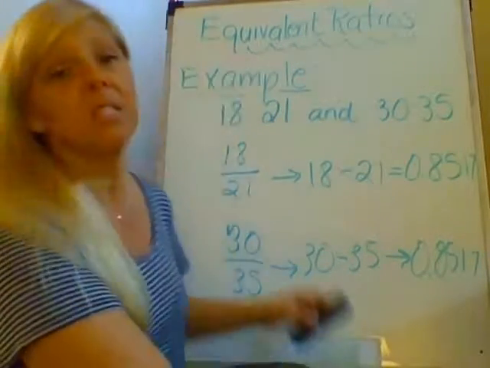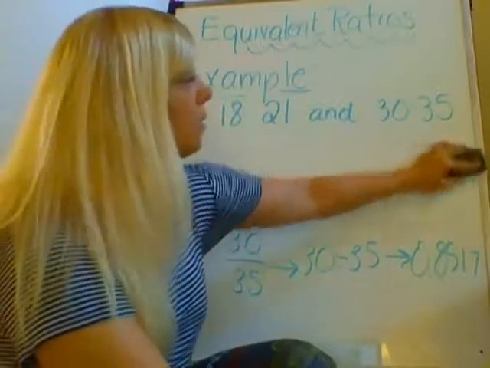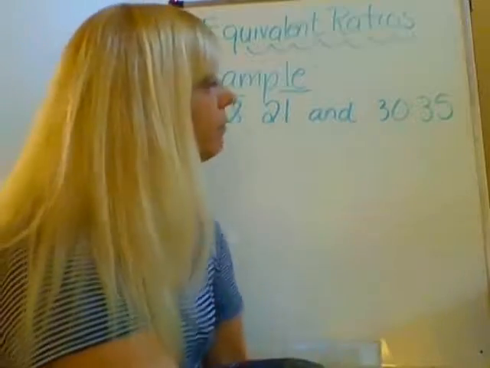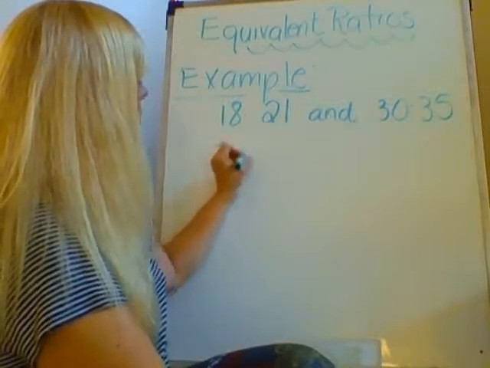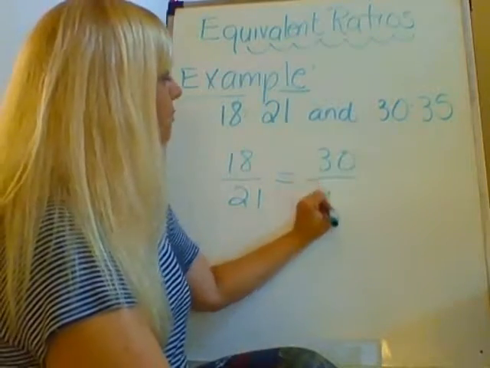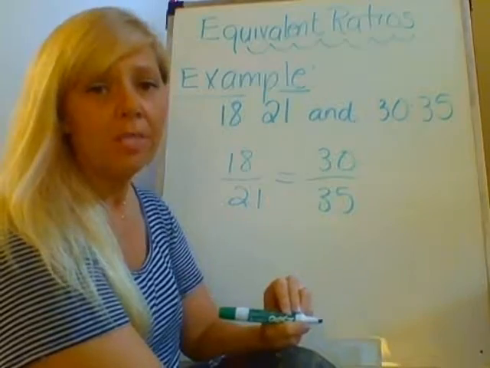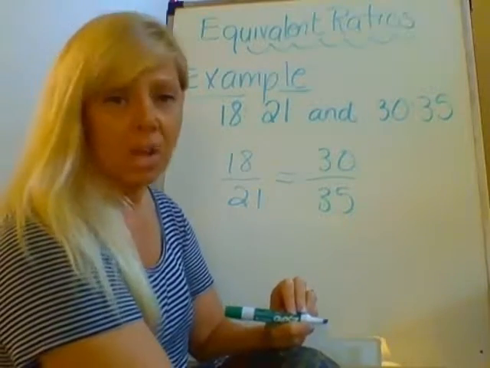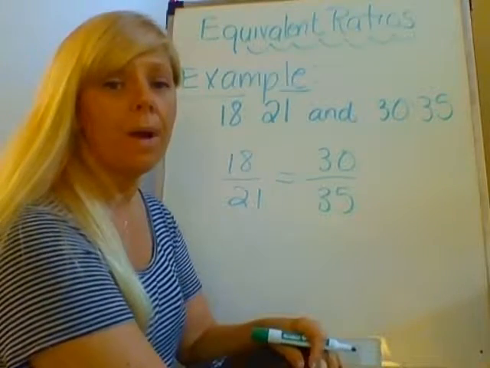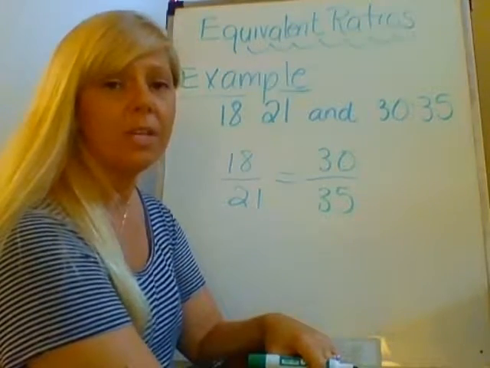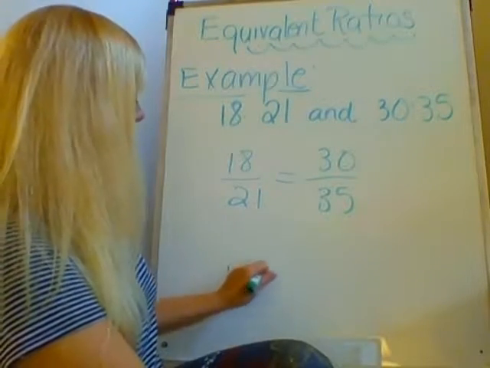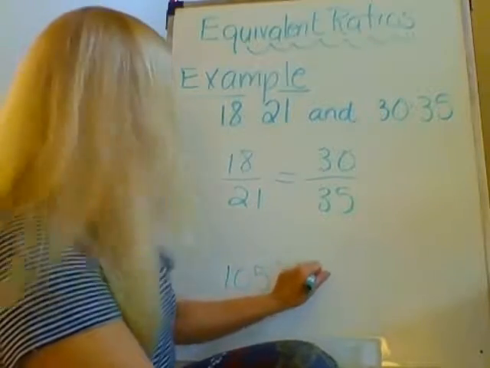The last way is to make a common denominator, like when we added and subtracted fractions in 4th and 5th grade. So if I have 18 over 21, and I want to see if it's equal to 30 over 35, I would need to find a common denominator, which is my least common multiple. So I can write out my multiples of 21 and 35 to see what my least common multiple is, or I can use the slide method to figure that out. I already went ahead and did it. It is 105.